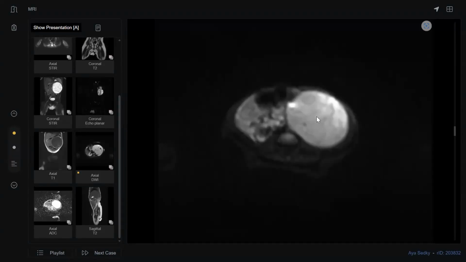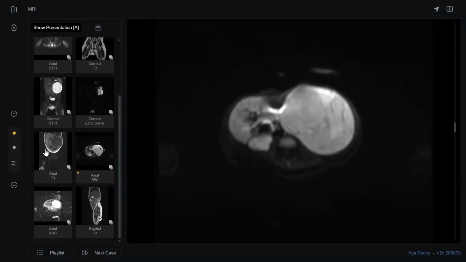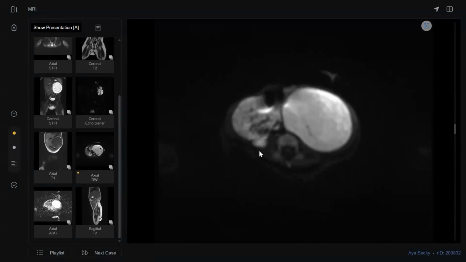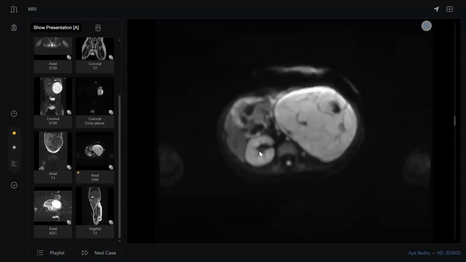What's your differential diagnosis, please? Based on these images, my first diagnosis would be that of a mesoblastic nephroma in a 1-year-old. What else? This could also be multicystic nephroma. Excellent, excellent. What else?